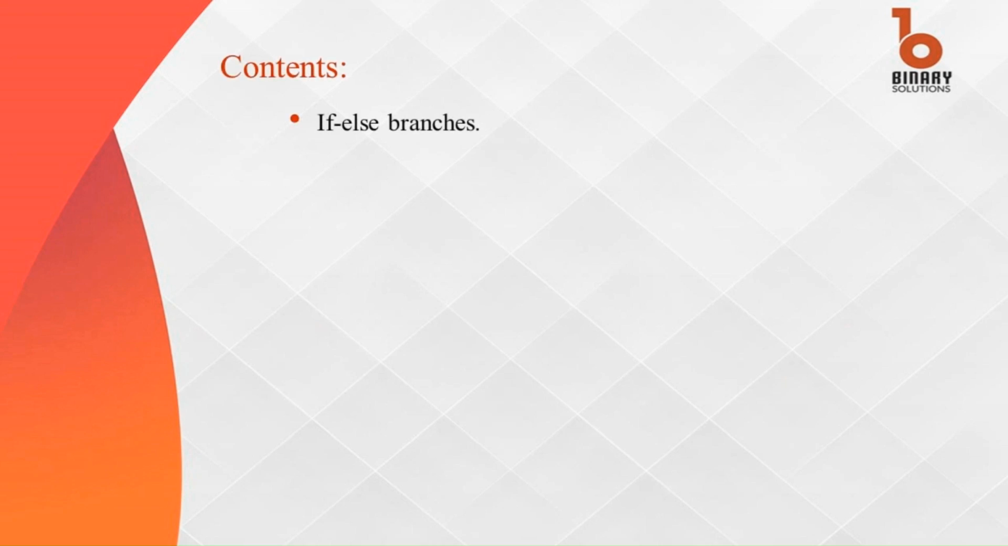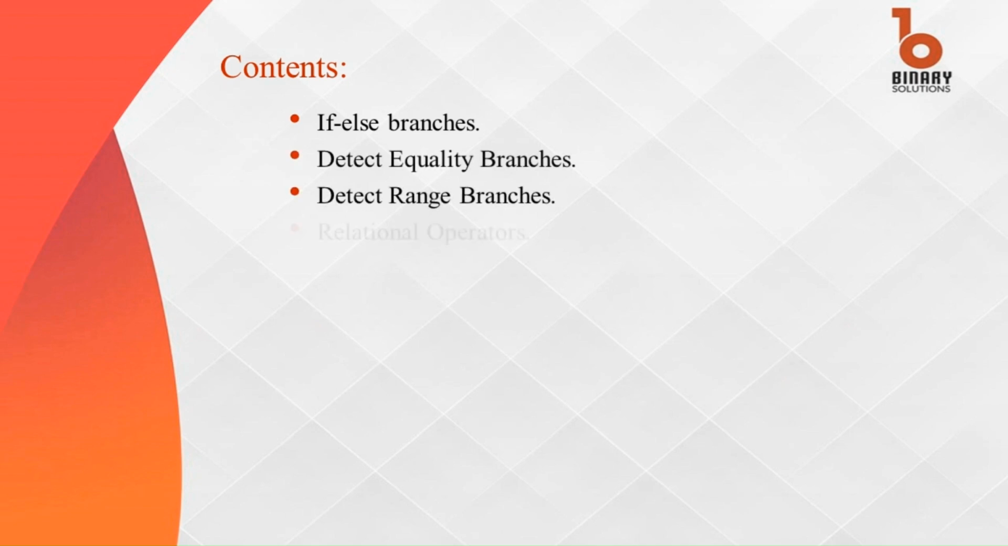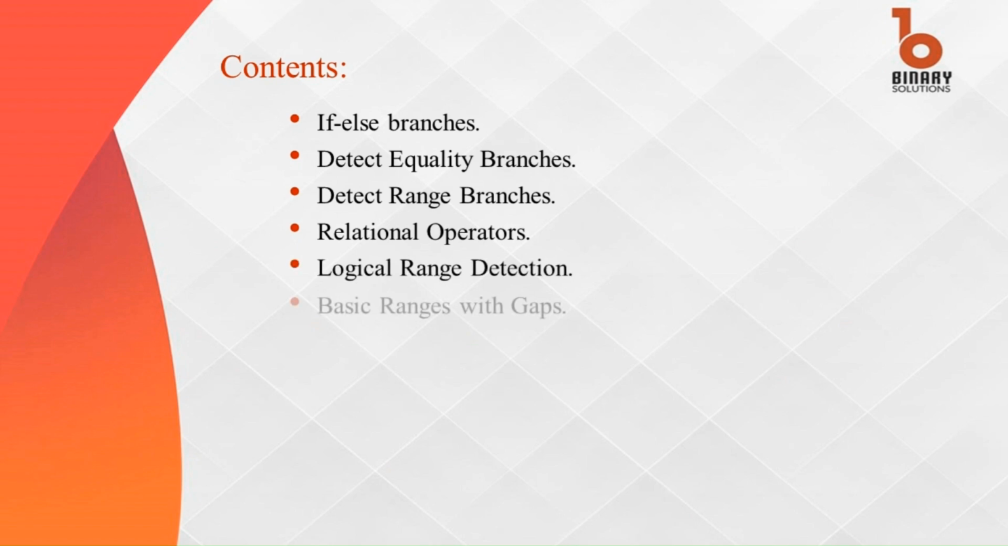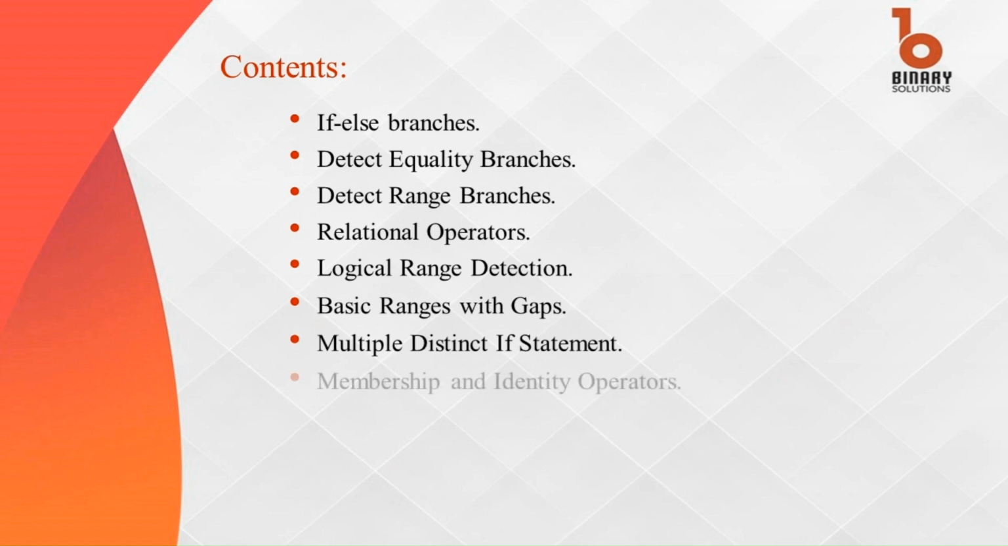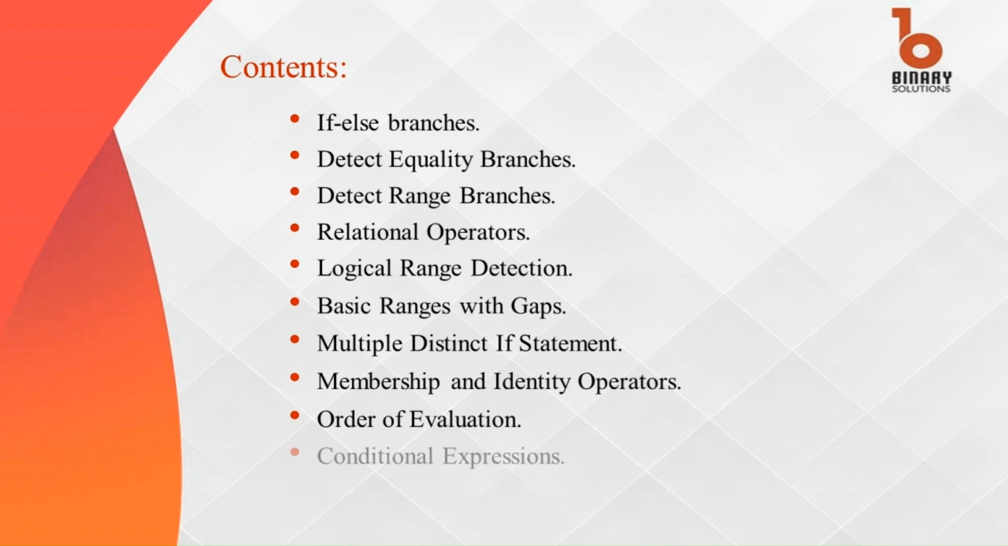Today, we're diving into essential Python control structures like if-else branches, detect equality branches, detect range branches, relational operators, logical range detection, basic ranges with gaps, multiple distinct if statements, membership and identity operators, order of evaluation, and conditional expressions to write smarter, cleaner code.